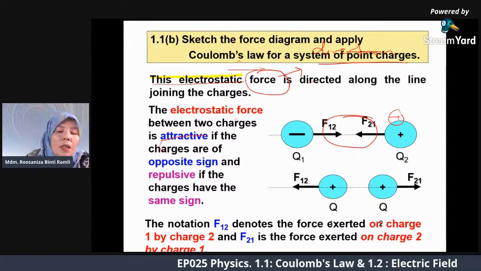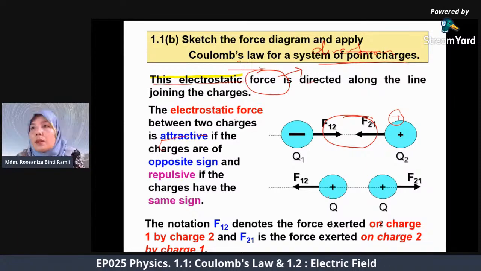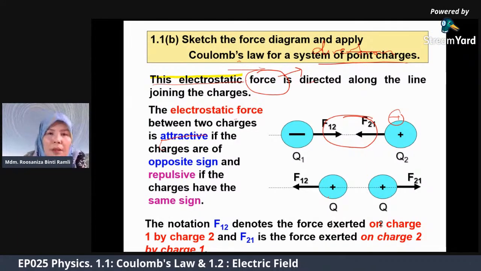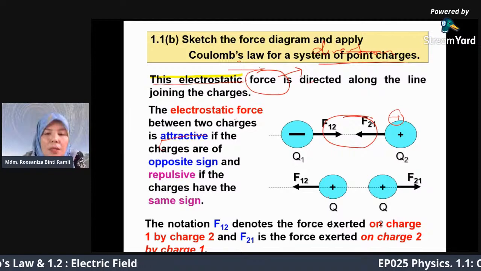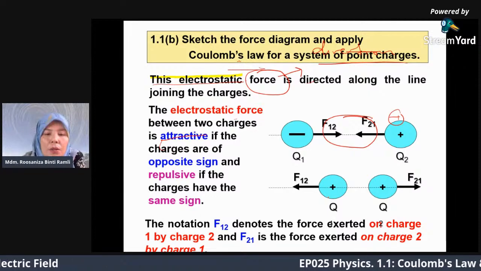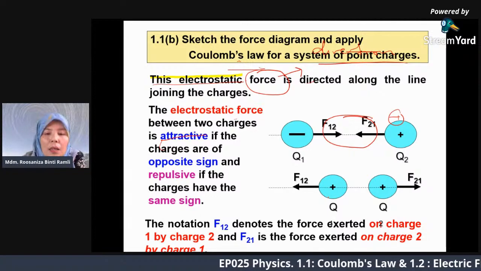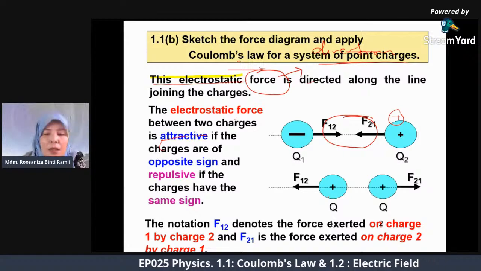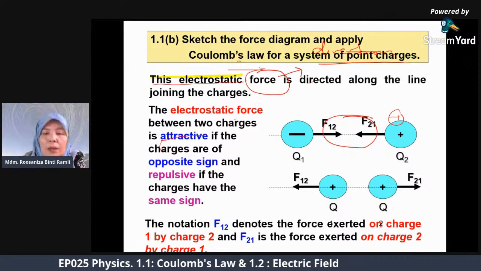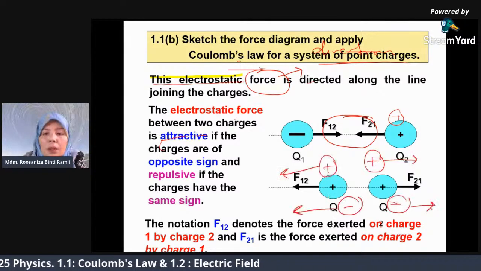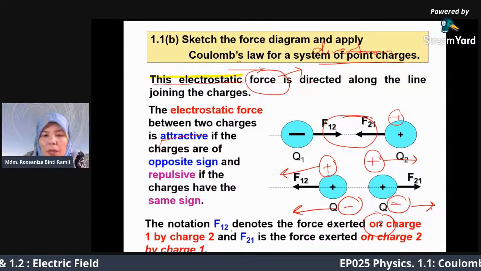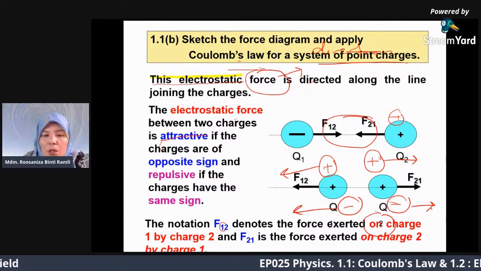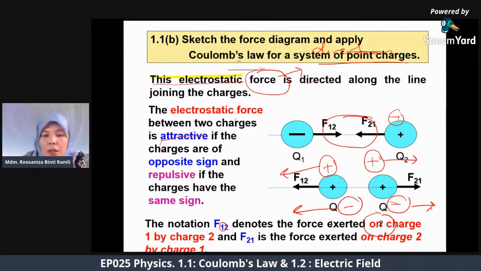The notation F12 denotes the force exerted on charge 1 by charge 2. And F21 is the force exerted on charge 2 by charge 1. So on charge 1 by charge 2. The first subscript means on the first charge, by the second charge.